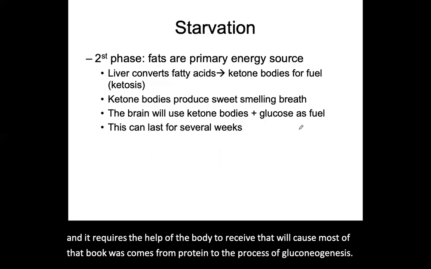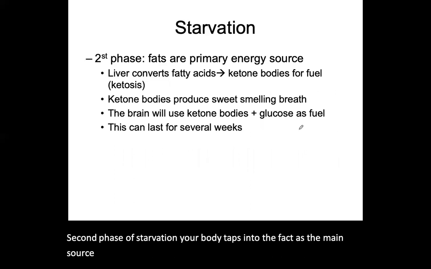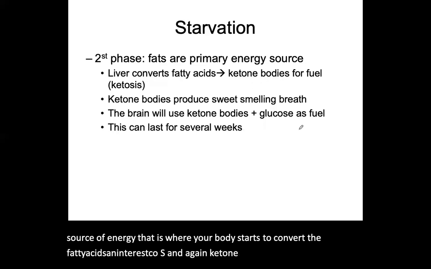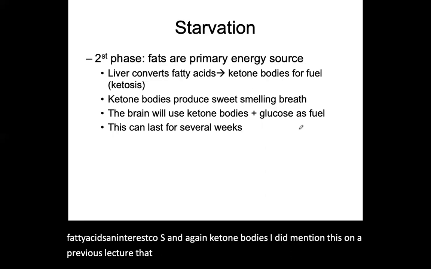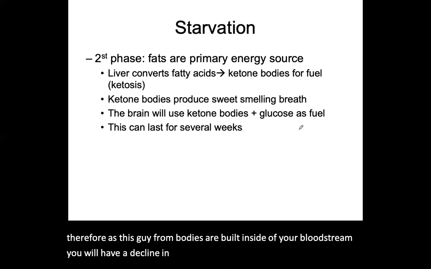In the second phase of starvation, your body taps into fat as the main source of energy. That is where your body starts to convert the fatty acids into acetyl-CoAs, and again, ketone bodies. I did mention in a previous lecture that ketone bodies are considered to be acidic, and therefore, as these ketone bodies build up inside your bloodstream, you will have a decrease in your blood pH, which makes your blood acidic.